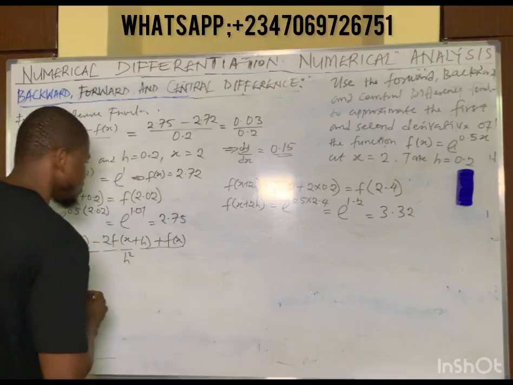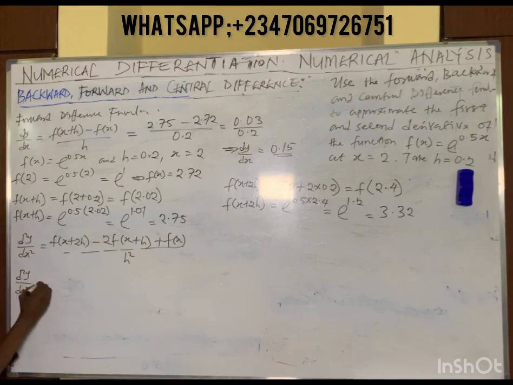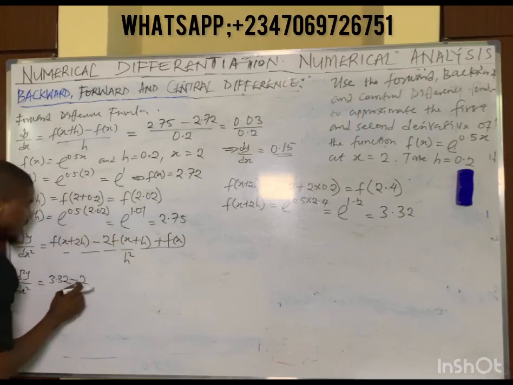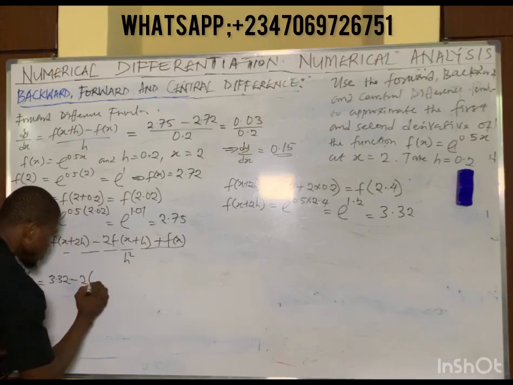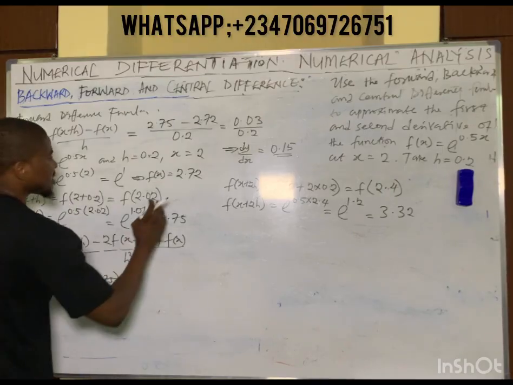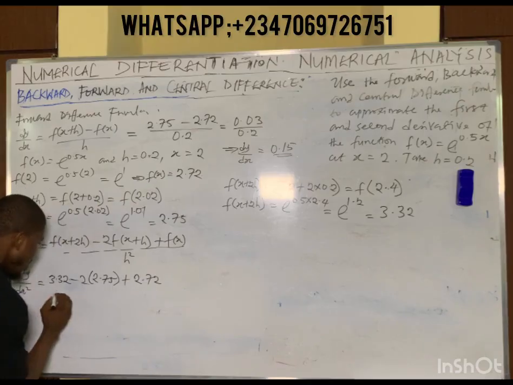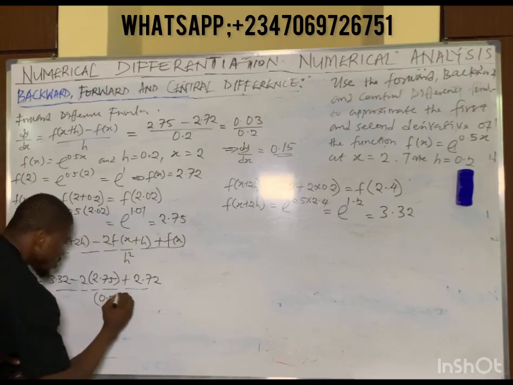Approximately 3.32. So you have this. Let's now couple into the formula. So you are going to have that d squared y all over dx squared is equal to f of x plus 2h, that is 3.32, minus 2 times f of x plus h. We have the value as 2.75. So times 2.75 plus f of x, and that's 2.72. So plus 2.72 all over h squared.